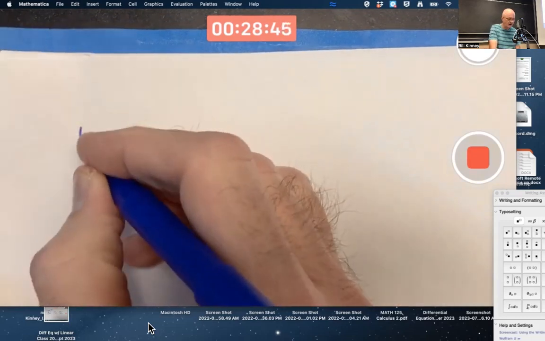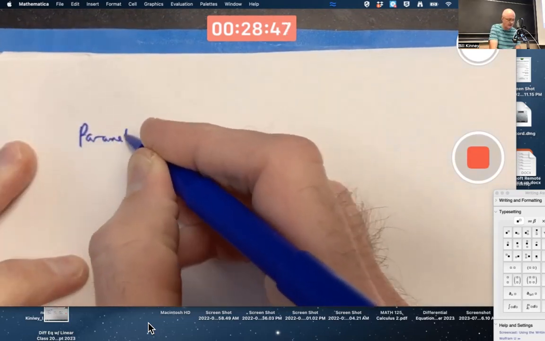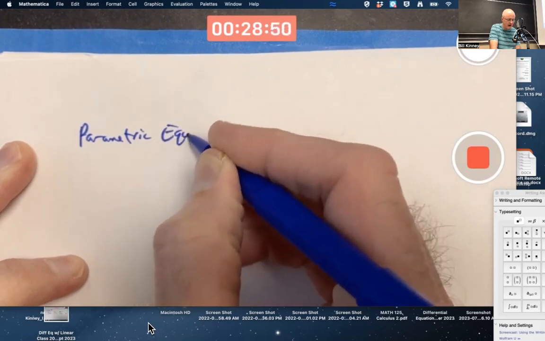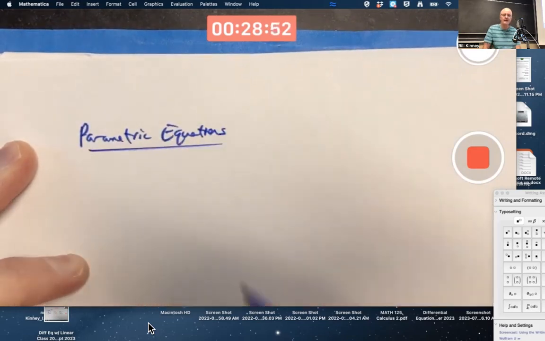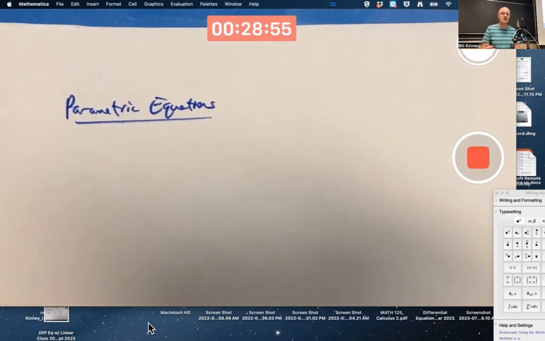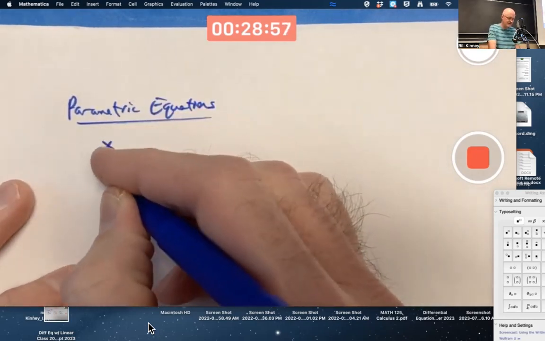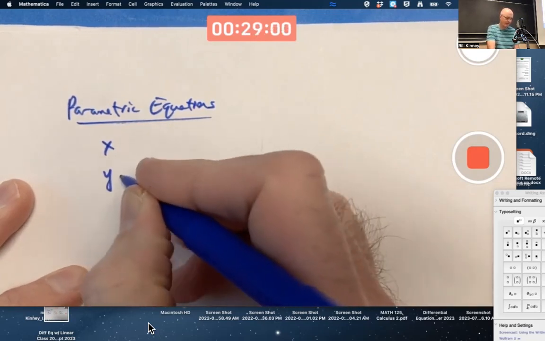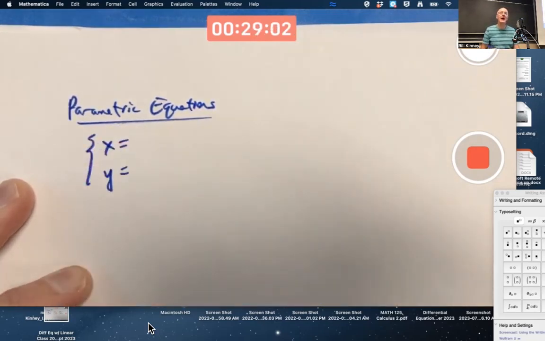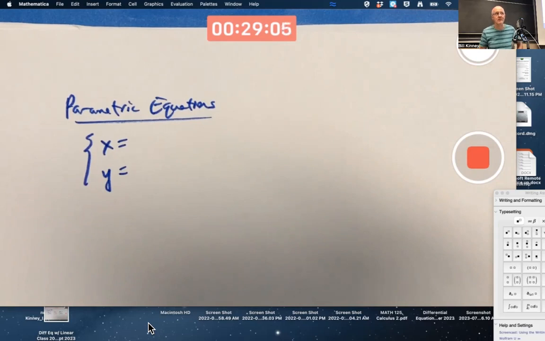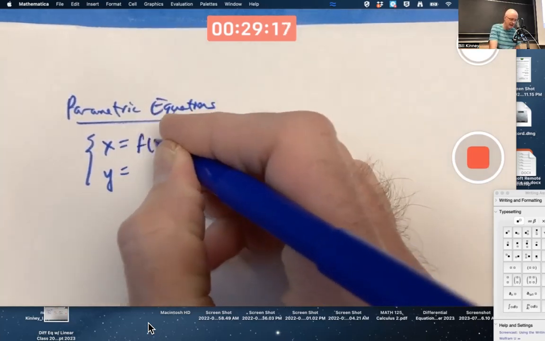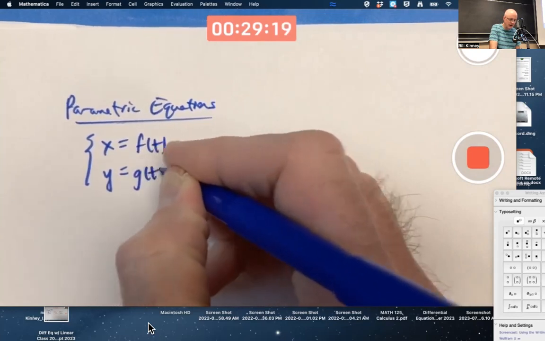What are parametric equations? In the abstract, parametric equations in 2 dimensions are systems of equations. X and Y are both dependent variables. Both. This is different than usual. Dependent variables of some parameter, usually called t. And we call it t because it usually represents time.